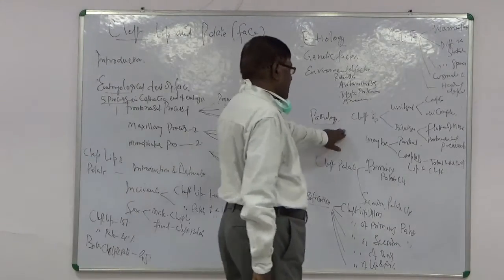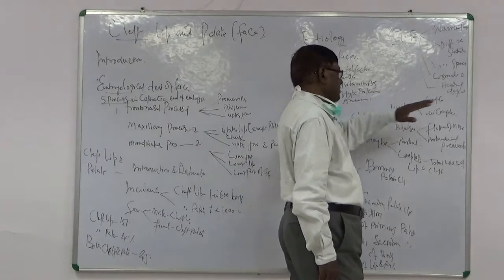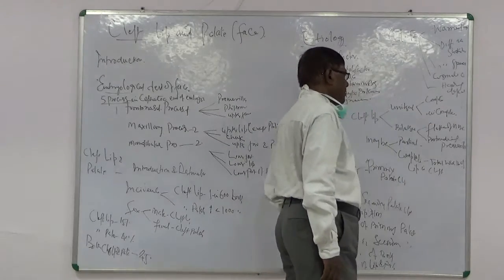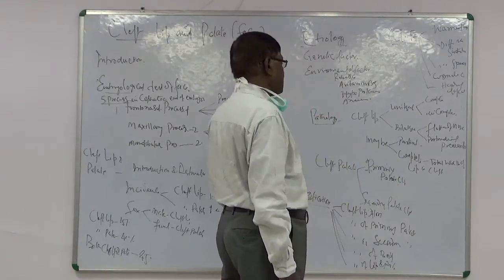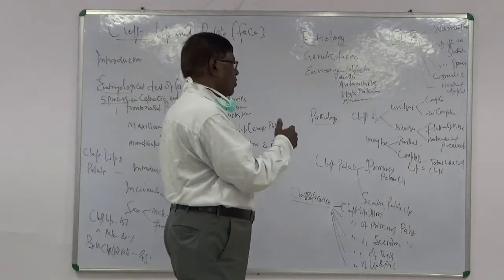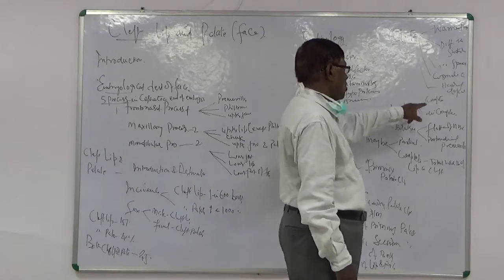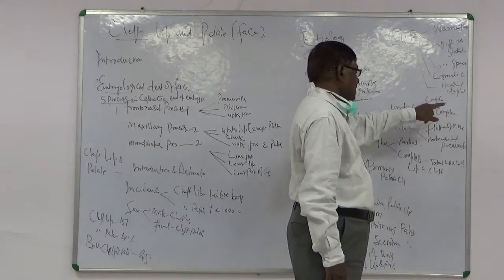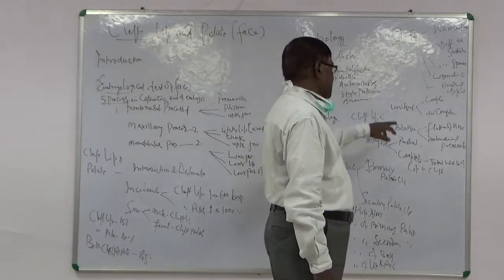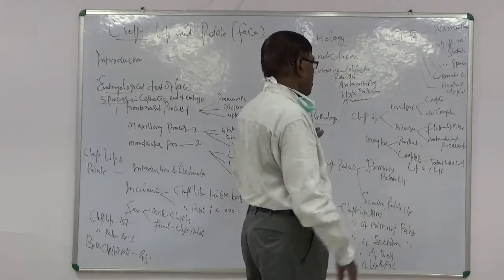The unilateral cleft lip may be either complete or incomplete. Complete unilateral cleft lip is one in which the cleft lip is also associated with incomplete fusion of the alveolus, and it extends up to the alveolus and the nose is broadened out.